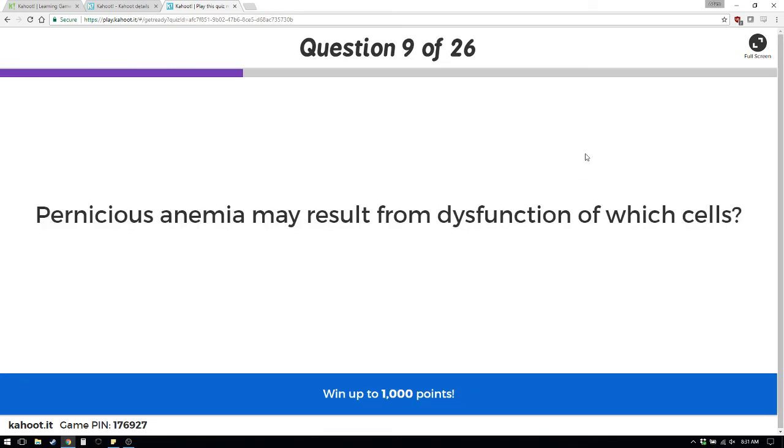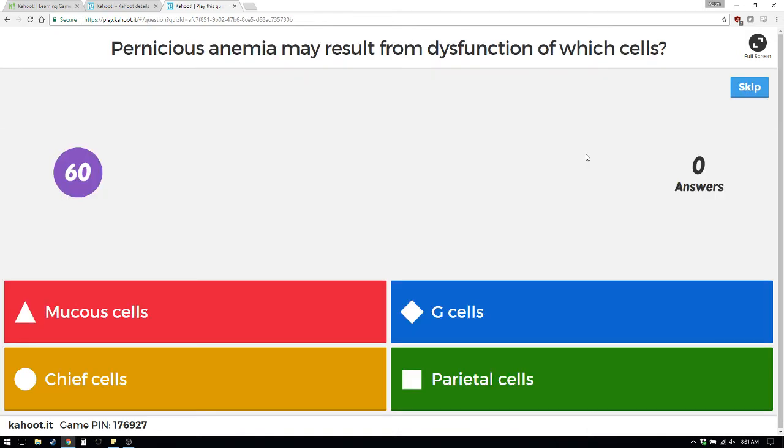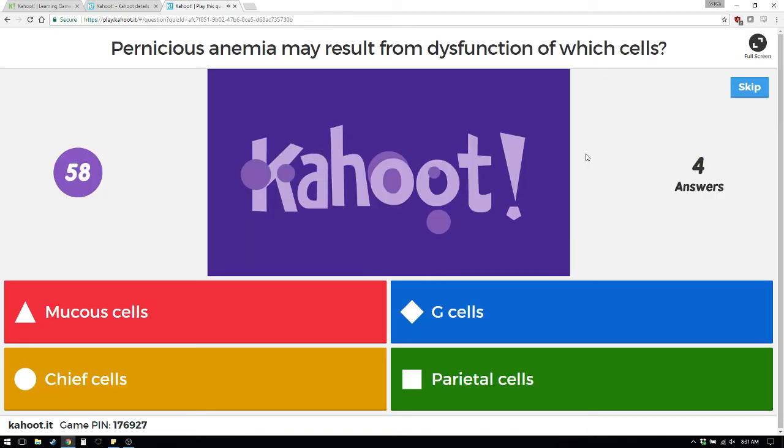Pernicious anemia may result from dysfunction of which cells? What do we think? Because these cells are not producing what? Intrinsic factor, which helps us to absorb what? B12.